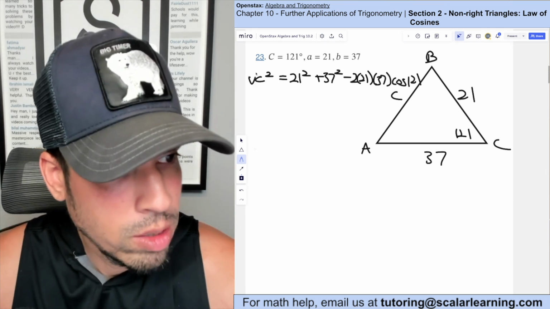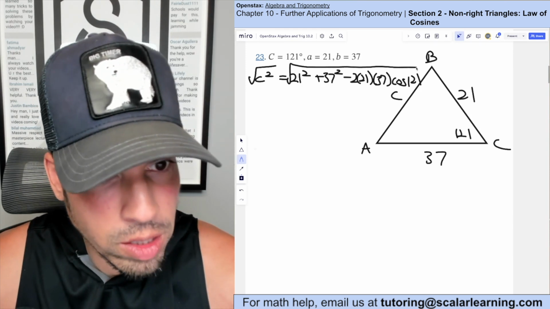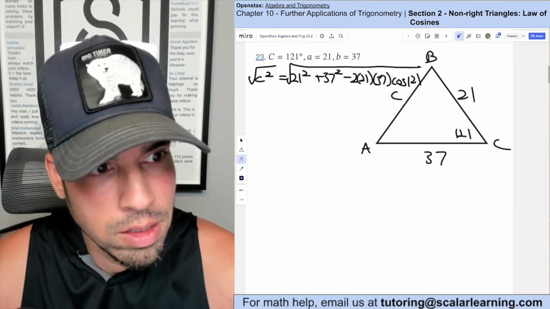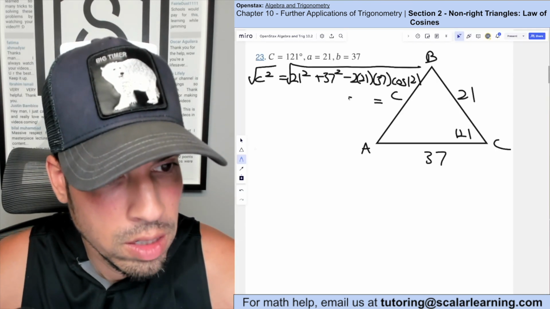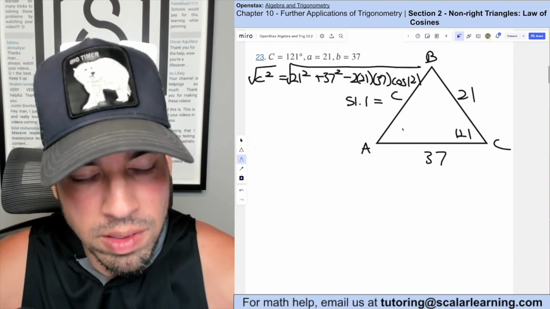So now to solve for c, we have to take the square root of both sides, right? So let's plug that into Desmos as is. And we get 51.1 rounded to the nearest tenth. So c is 51.1. Now we have to find the missing angles.